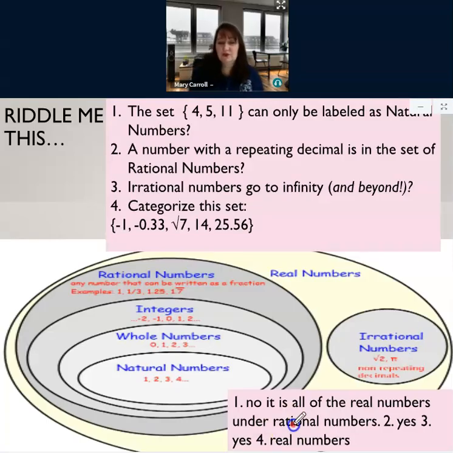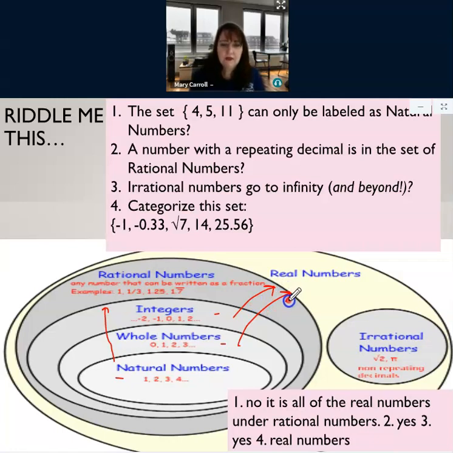Okay, the very first one, when we have it, is no. It is all the real numbers under rational numbers. So in other words, it's not only natural, but it's a whole, it's integers, it's rational, and it's real. So once we get to the middle in here, it encompasses all of those, okay? And then this one here excludes natural numbers, but encompasses all of those. Integers excludes whole numbers and natural numbers, but it goes all of those.